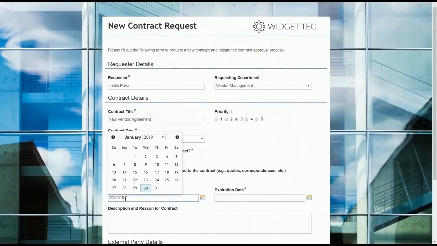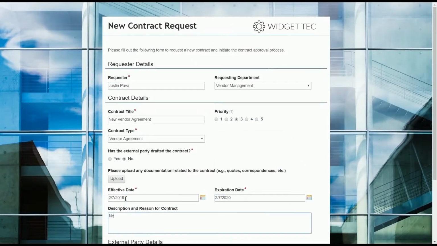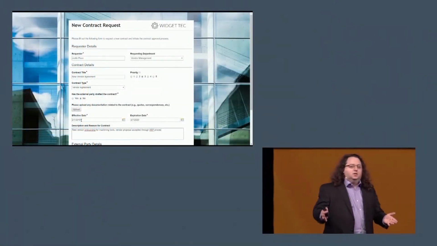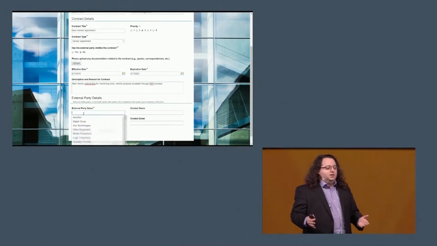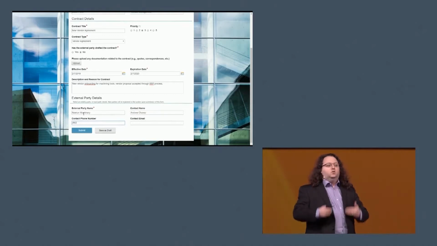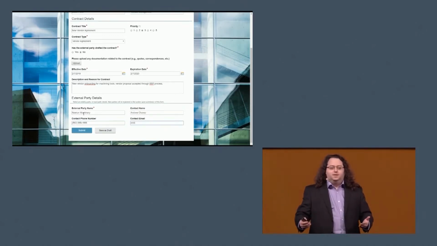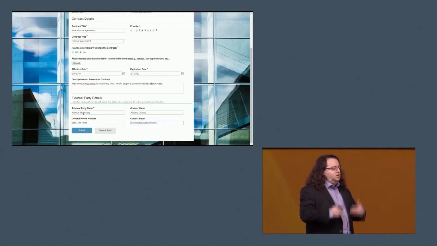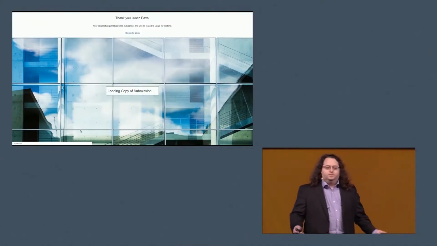So what we've got here is a new contract request form that an organization has put together. As a member of Widget Tech, I am bringing on Newton Machinery as a vendor that I want my organization to work with. We've set up this contract request form that will allow me to provide all of the information needed to determine what we're doing with this vendor, such as their contact information, the dates of the service, why we're working with them. So all I need to do is go ahead and submit that form.